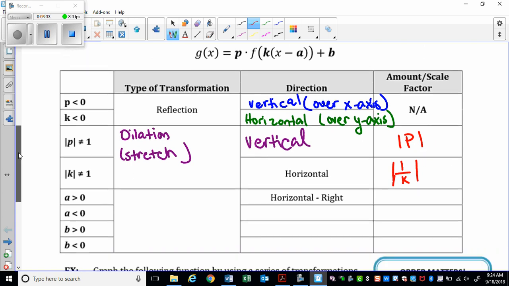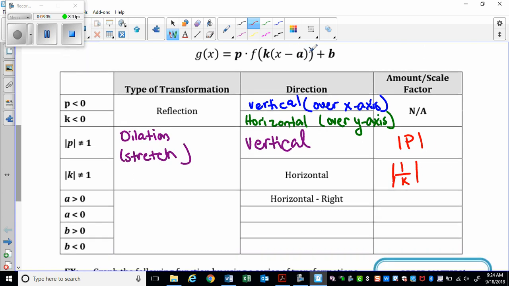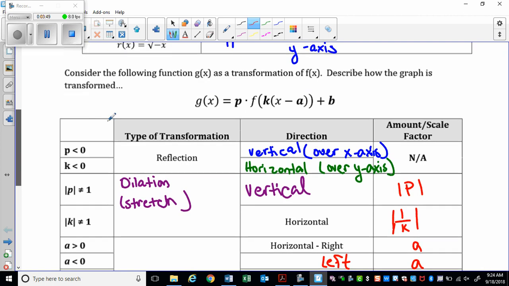Our a and b. Our a is going to go from left to right, so horizontal right or horizontal left. And this is based on whether a is positive or negative. Remember, we do the opposite. So right here, x minus a, maybe x minus 3, means we're going to go to the right 3. But if it was x plus a, then we would go to the left, the opposite.